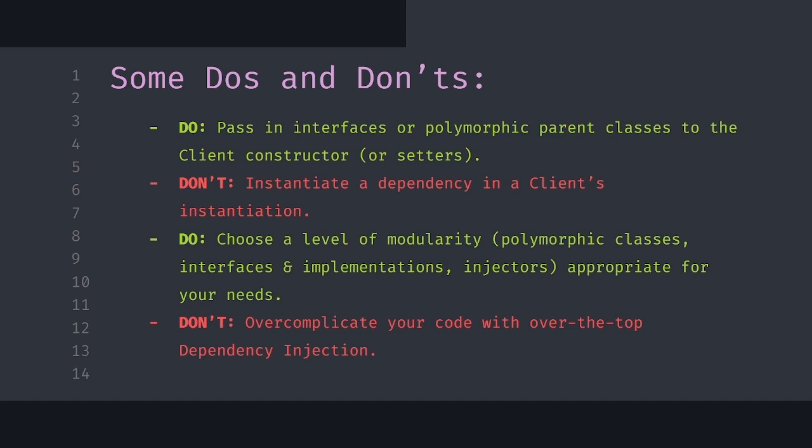You should choose a level of modularity that is appropriate for your needs. And vice versa, you should never overcomplicate your code with over-the-top dependency injection. What this is saying is you should always have some form of injector or interface that's being passed in, but the degree of modularity which you choose should be relatively appropriate to how important this is for your actual code. You shouldn't be overcomplicating your code trying to achieve dependency injection.